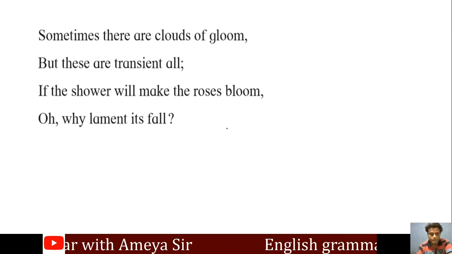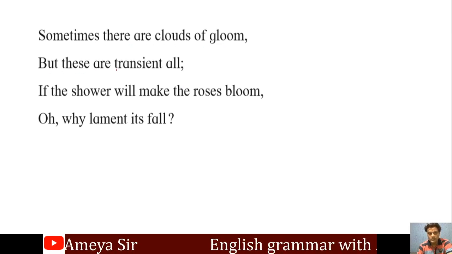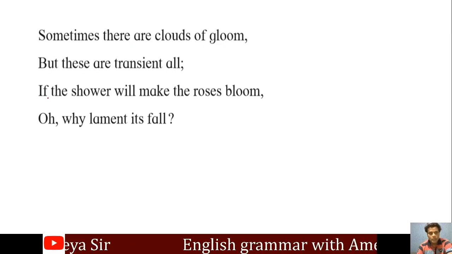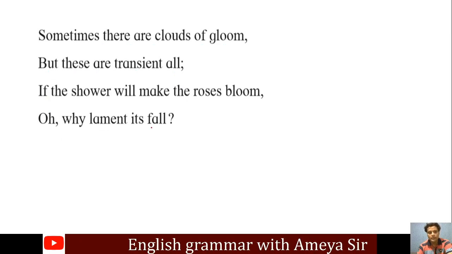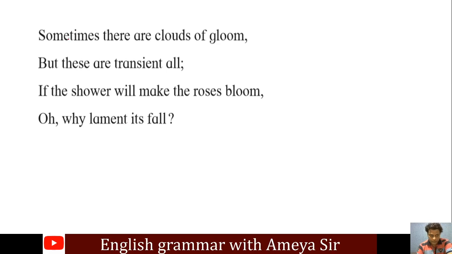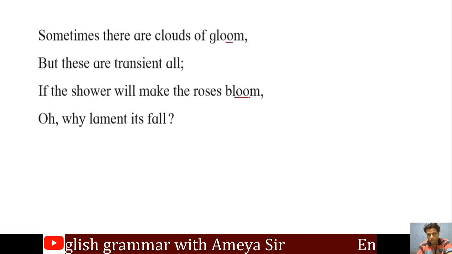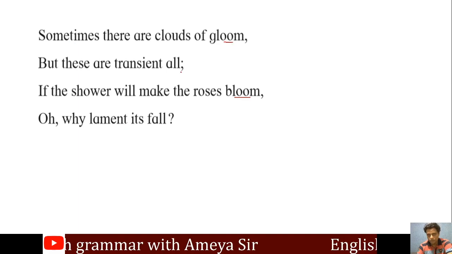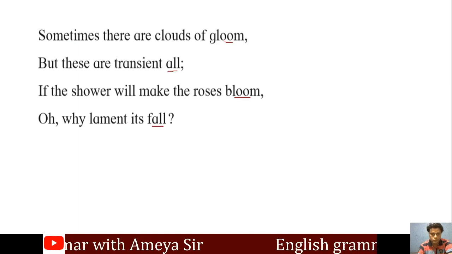Let me read it. Sometimes there are clouds of gloom, but these are transient all. If the shower will make the roses bloom, oh, why lament its fall? Let's try to understand the rhyme scheme. Gloom is line A. Bloom will again be A because it rhymes with the first one. The second and the fourth line will rhyme. All, fall. It's A, B, A, B.